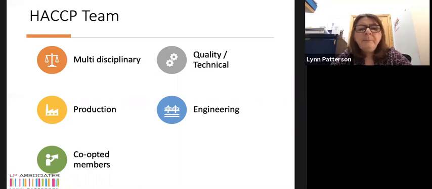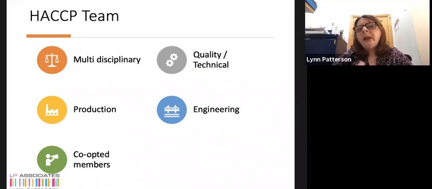So we're going to start with the team. So we need to have a multidisciplinary team. In other words, people from different parts of the organisation on our team. The core team is normally made up of production, quality, technical, and engineering. And then you bring what we call co-opted members on, or ad hoc members on, as and when they are needed. So that might be somebody from the purchasing side, it might be a microbiologist, it might be somebody from NPD. And as I said, you bring them in as and when you need those people.